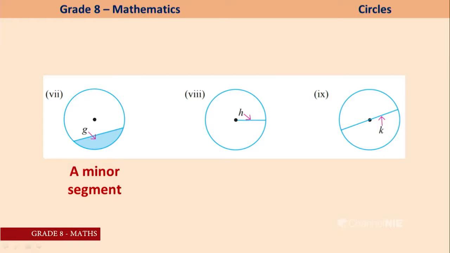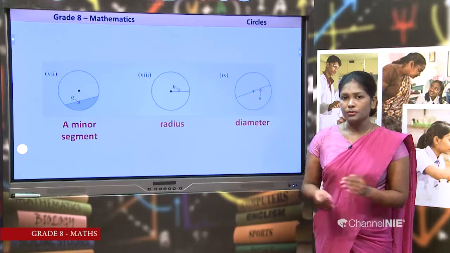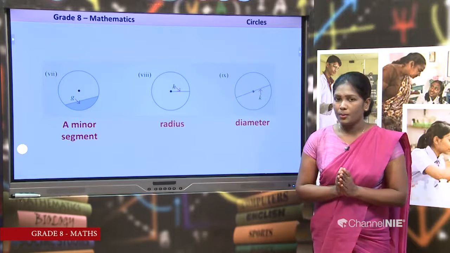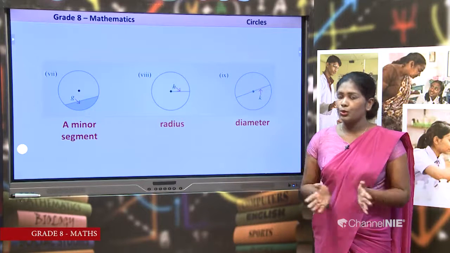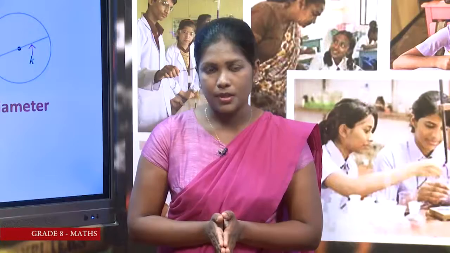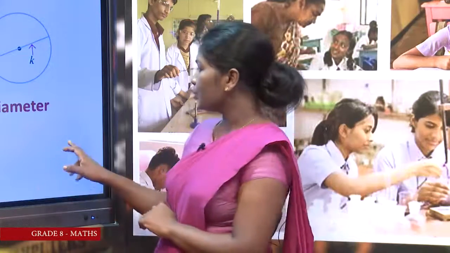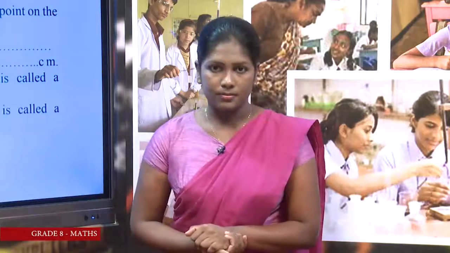Simple H. Easy question. Why? Because you learned in grade 6, 7, 8 this part. This part is radius, and also this one is easy to write the answer, diameter. Okay children, now you know the topics and parts of the circle. So, we hope to do the second question.